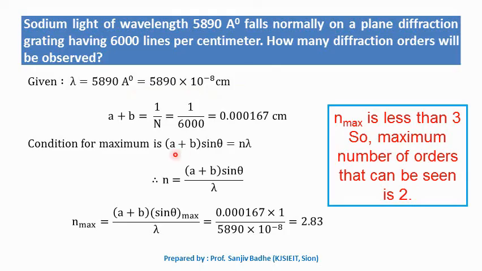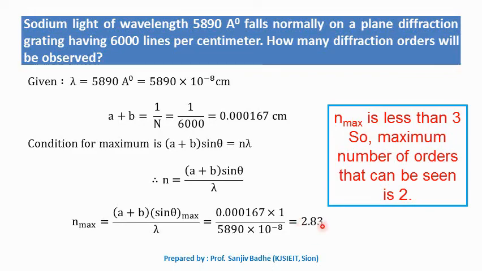Again we will use the condition for maximum. A plus B sin theta equal to n lambda. n is equal to A plus B sin theta upon lambda. Maximum value of n will depend on maximum value of sin theta, that is 1. So sin theta max is substituted as 1. A plus B is 0.000167 and lambda is 5890 into 10 raised to minus 8 centimeters. So n max is calculated as 2.83.